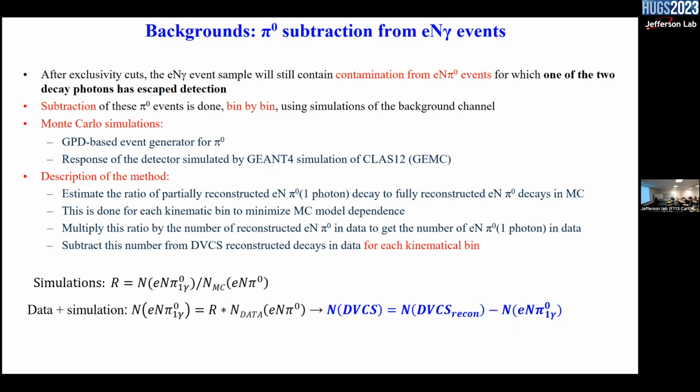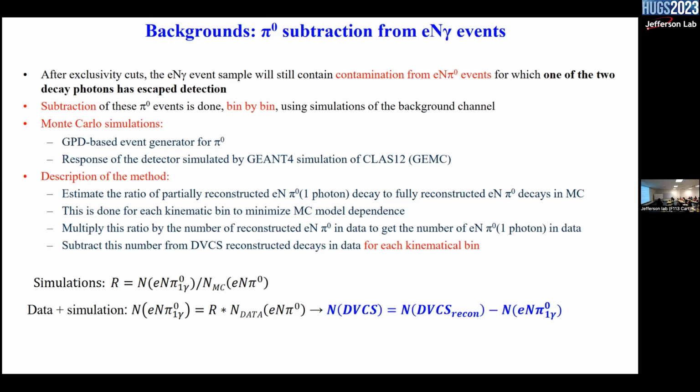So these 2 factors are the cross normalization between Monte Carlo and data. And at the end, you subtract this number from the total yield of EP gamma events that you had in the first place. So this is, again, something that requires several aspects.